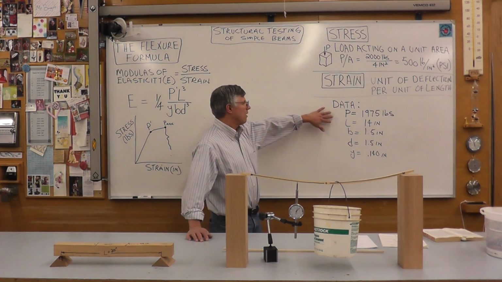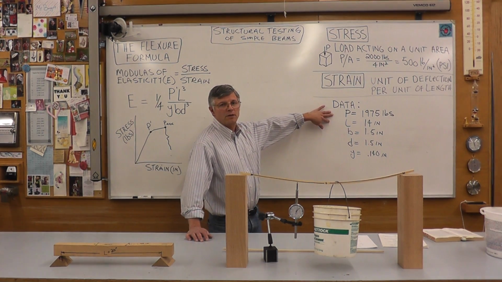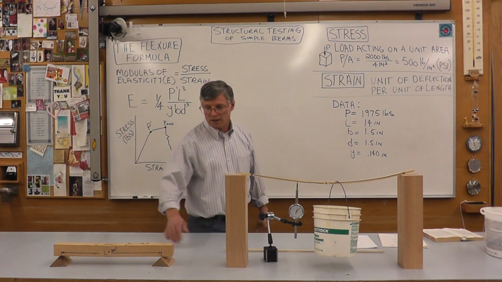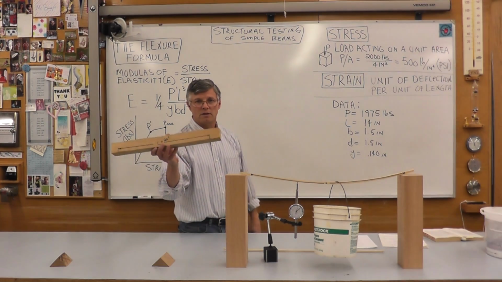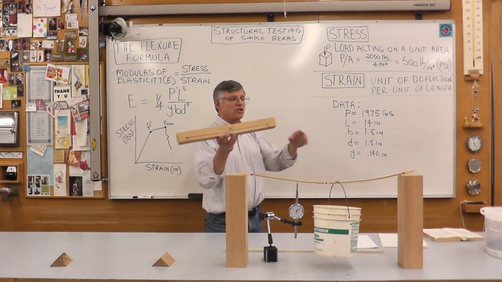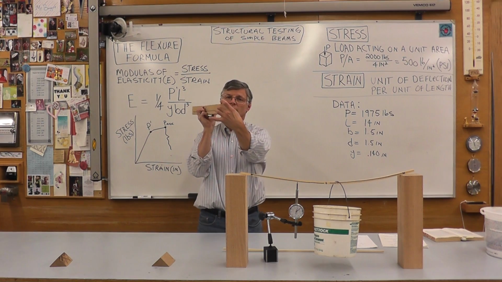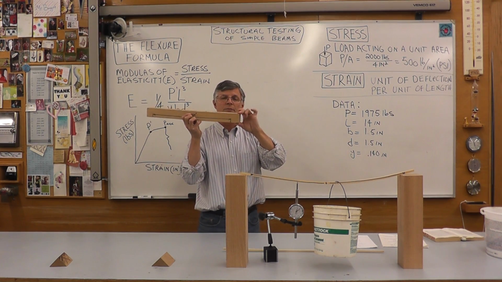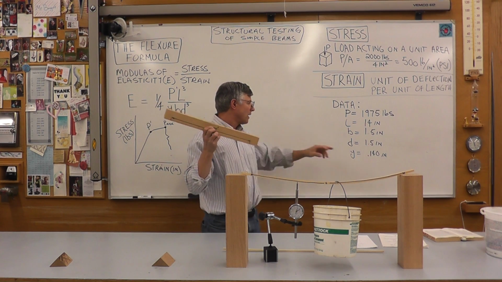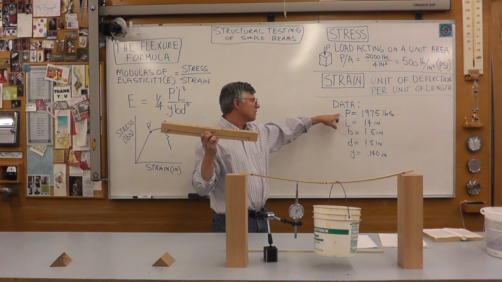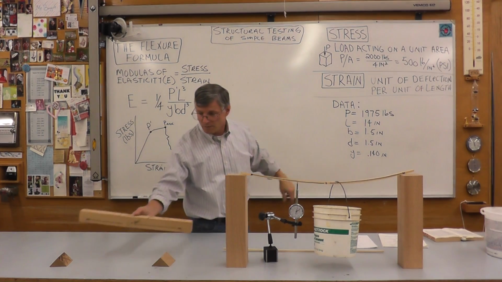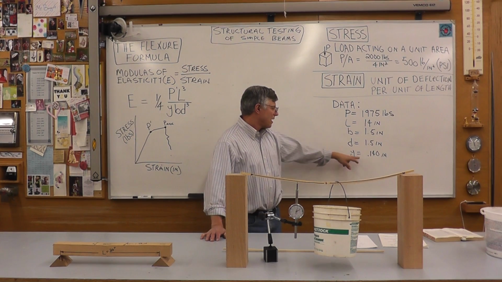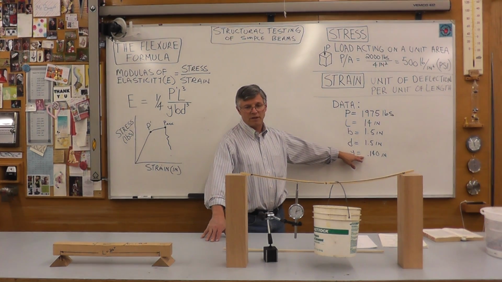Here's some data on a real fir beam that we took up to Humboldt State. It was a beam similar to this. The B dimension this way was 1.5 inches. The D dimension, the depth of the beam, was 1.5 inches. The length of the beam was 14 inches. It took a load of 1,975 pounds, and it deflected 140 thousandths of an inch.